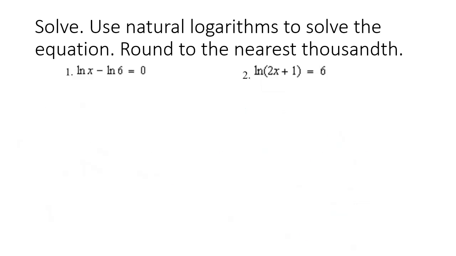Okay, one more. Again, step 1 is to simplify to 1 log equation on both sides. This is not 1 log equation, so for step 1, we're going to simplify this down. We're going to use property number 4 because it's being subtracted. So our 1 log equation becomes the natural log of x divided by 6 equals 0.